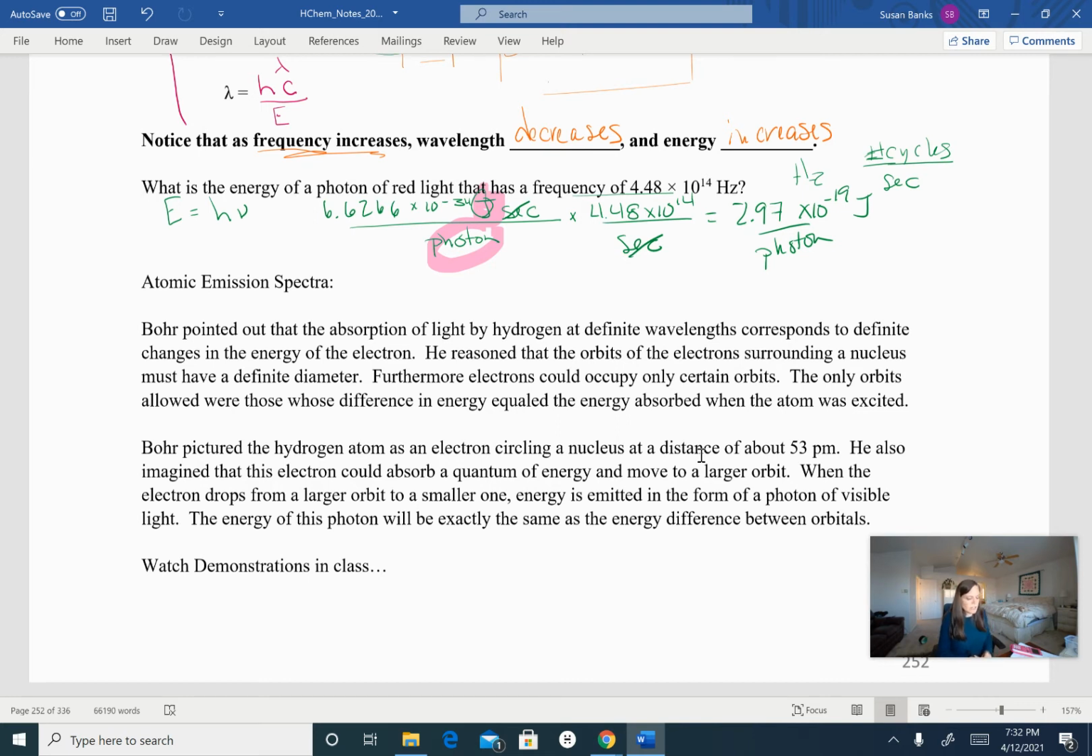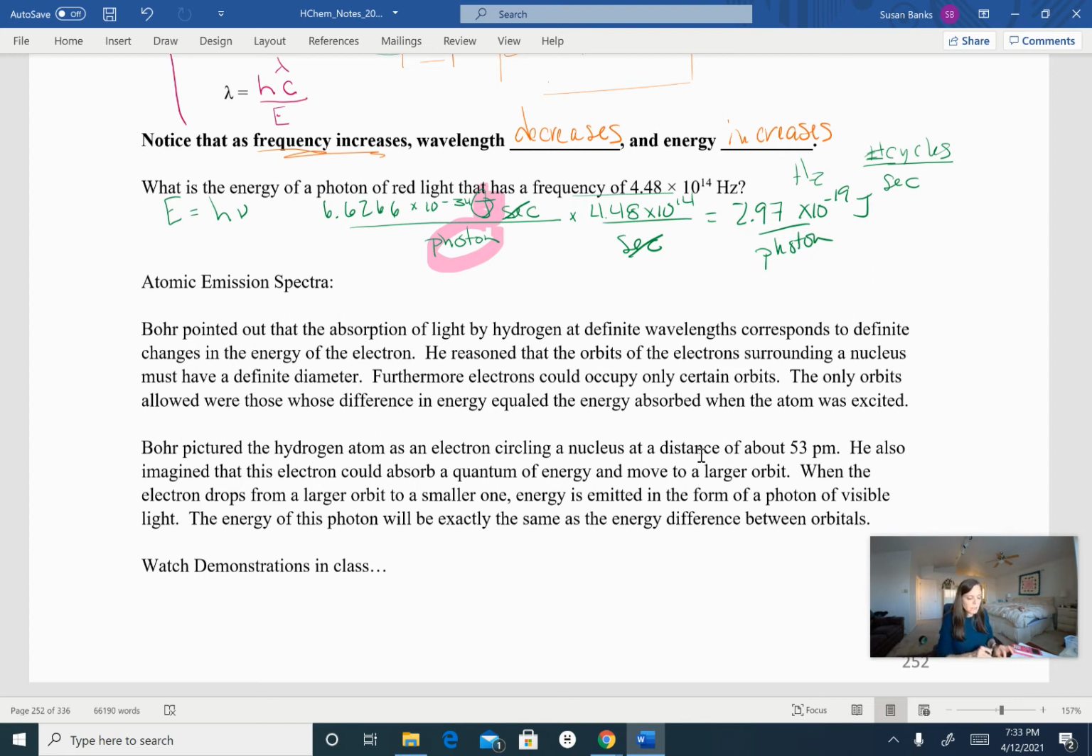Bohr pictured the hydrogen atom as an electron circling a nucleus at a distance of about 53 picometers. He also imagined that this electron could absorb a quantum of energy and move to the next larger orbit. When that electron drops back down to the original orbit, the energy emitted would be the spectra that he saw in the visible light. The energy of this photon would be exactly the same as the energy difference between the two orbitals.